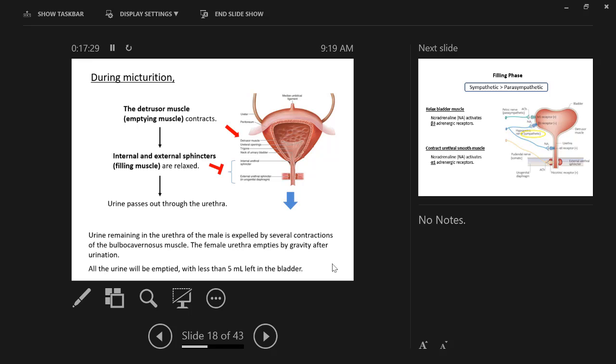So urine remaining in the urethra of the male is expelled by several contractions of the bulbocavernosus muscle, which is in the case of male here. For female, it just depends on gravity. Just by gravity it comes out. All the urine will be emptied, and then normally less than 5 ml is left in the bladder. So that's the micturition mechanism.